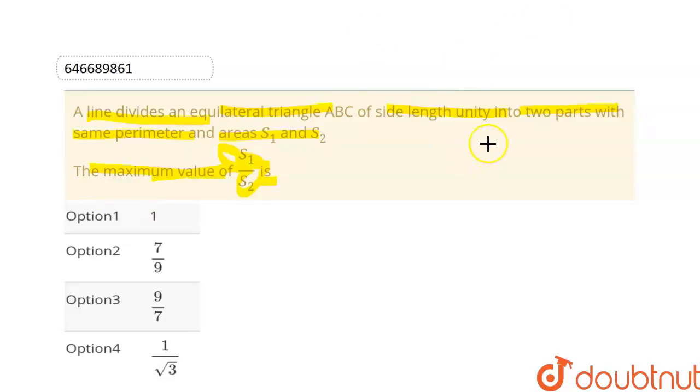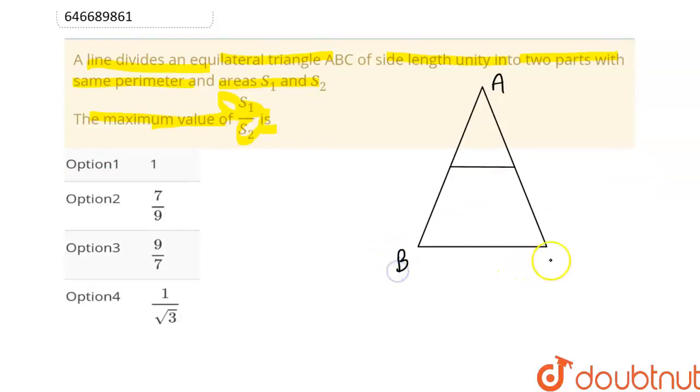So firstly let's draw an equilateral triangle, and let's draw a line which divides the equilateral triangle in two parts like this. Let's name the triangle A, B, C, and this line is DE. Now let's assume that the length of AD is X.